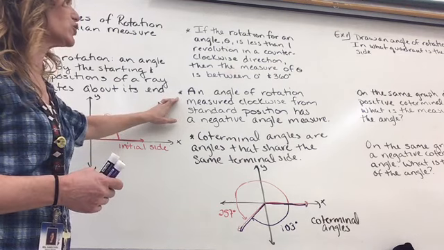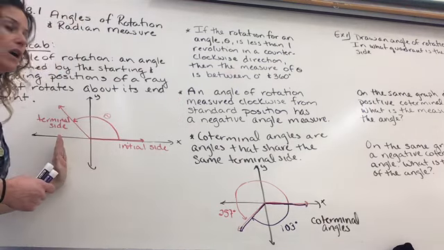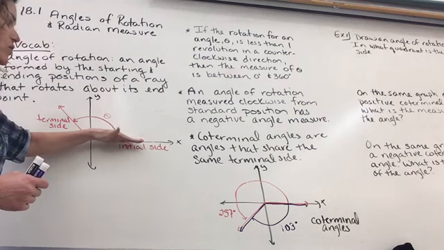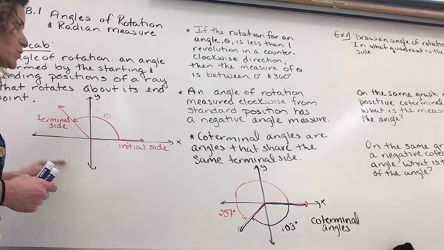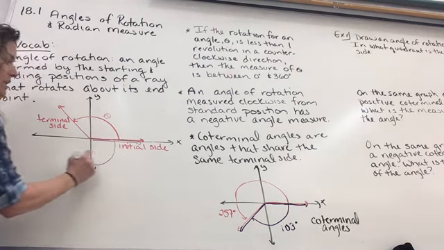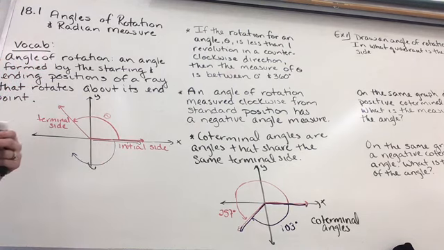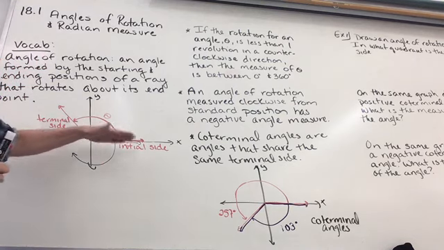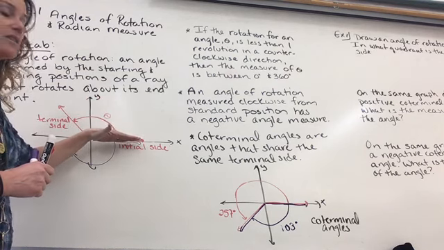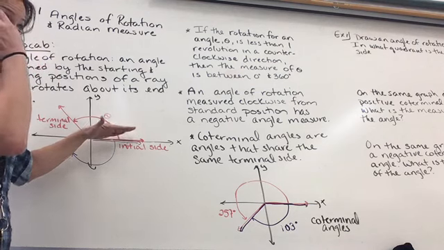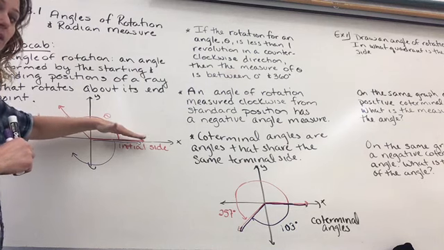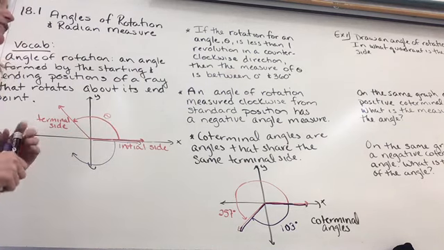An angle of rotation measured clockwise from standard position, so it starts always here and it moves this way, has a negative angle measure. Okay? So when we go counterclockwise from the initial side, the positive x-axis, it's going to be a positive measurement. And when it starts on the positive x-axis and it goes clockwise, it's going to be a negative angle measure.